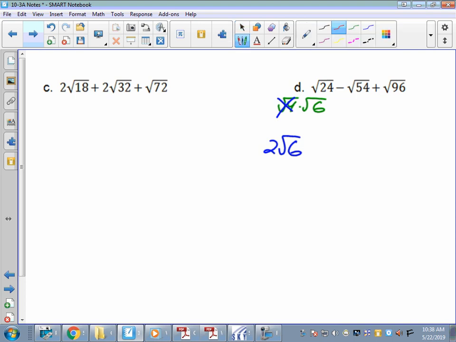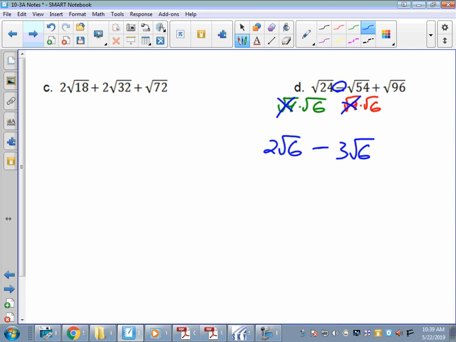And then 54. You got to be careful with 54. I think 9 and 6 work. Right? Square root of 9 times the square root of 6. And again, we're going to take that and make it 3 times the square root of 6. And again, just check that sign. We got a negative sign there, so it's going to be a negative 3 times the square root of 6.